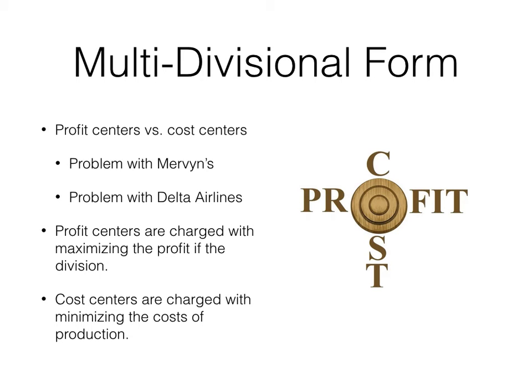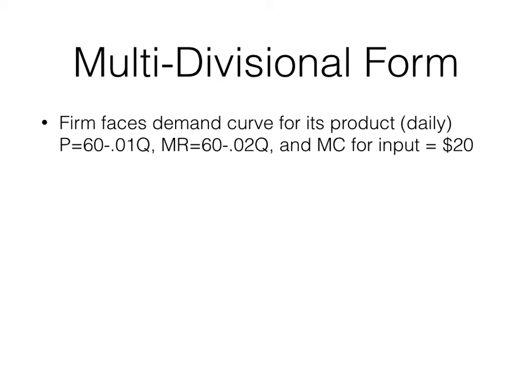And the basic rule of thumb is you want to charge the opportunity cost. The transfer price should reflect the opportunity cost of whatever that intermediate good is. If you don't have an external market, you want to operate as a cost center. If you do have an external market, then you want to operate that as a profit center. So let's take a look at a firm.